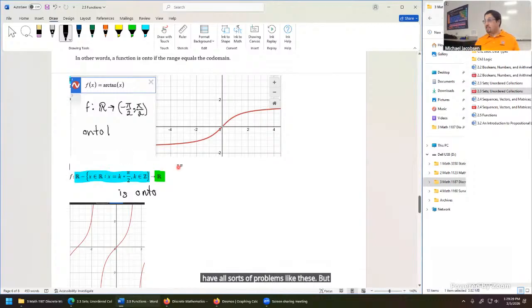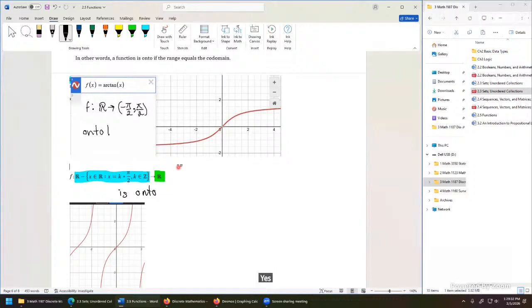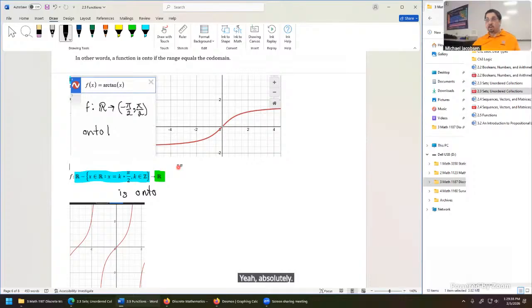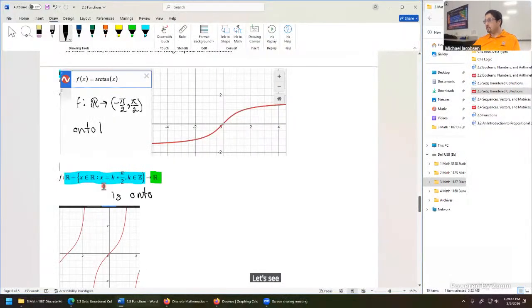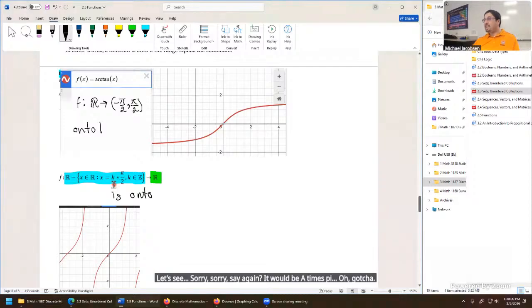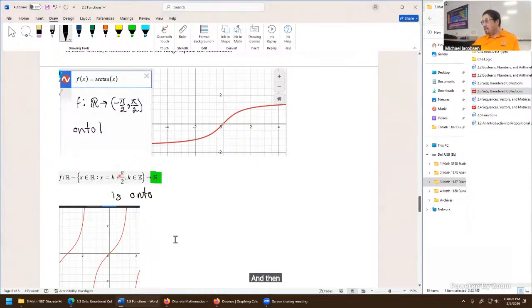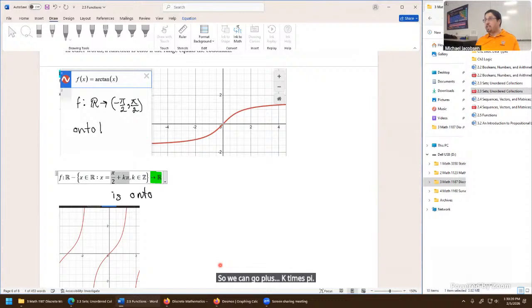But does that make sense with that question there? Yes, thank you. Yeah, absolutely. Other questions so far about onto? Let's see. Sorry, say that again. I'm thinking it would be k times pi minus pi. Oh, gotcha. We're skipping every pi, right? Yeah, thanks for mentioning that. So pi over 2 just gets us started. Pi over 2 is the first one, and then the period is pi, so we can go plus k times pi. Does that make sense with that revision there?